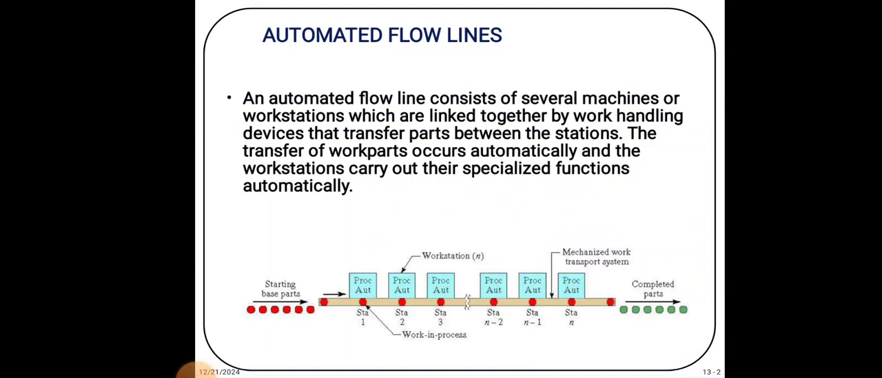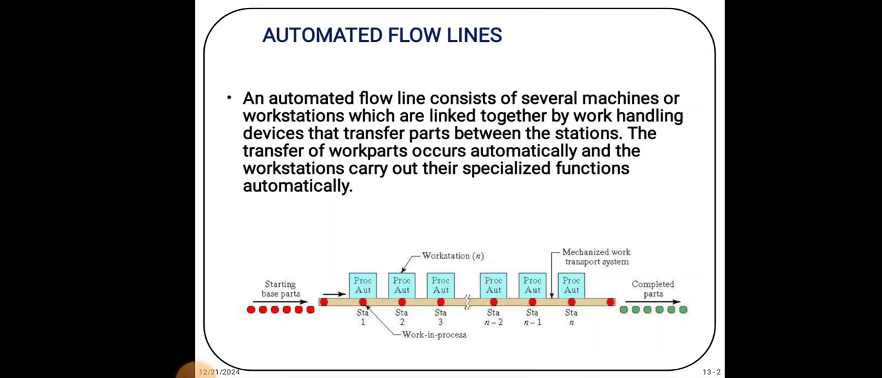An automated flow line consists of several machines or workstations which are linked together by work handling devices that transfer parts between the stations. The transfer of work parts occurs automatically, and the workstations carry out their specialized functions.